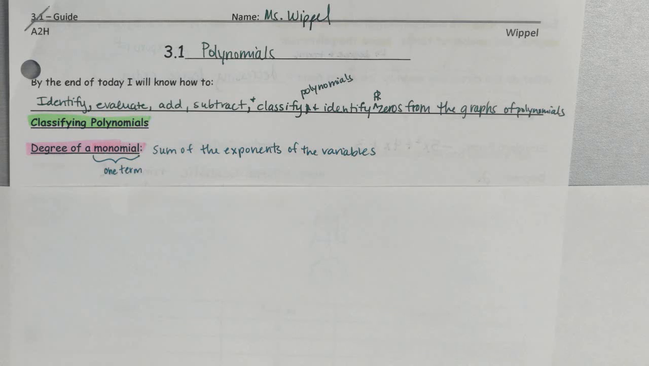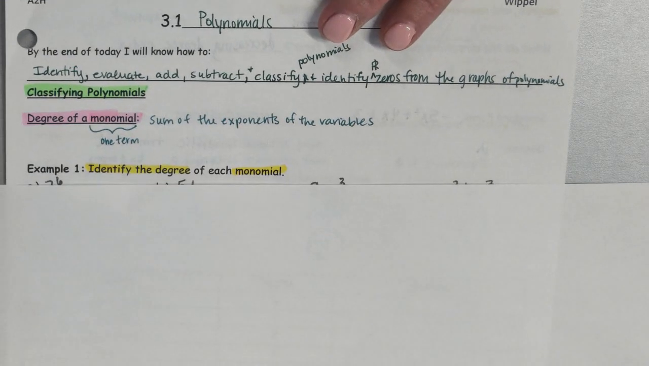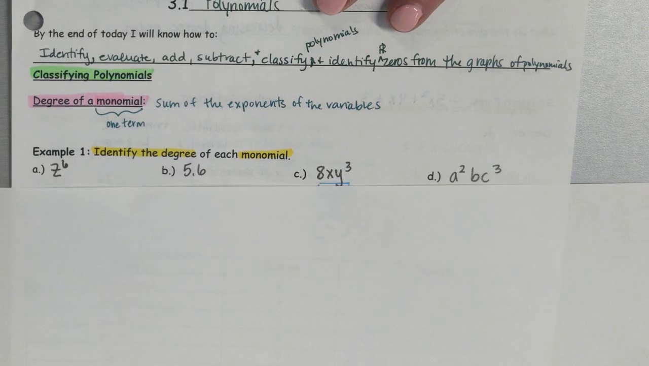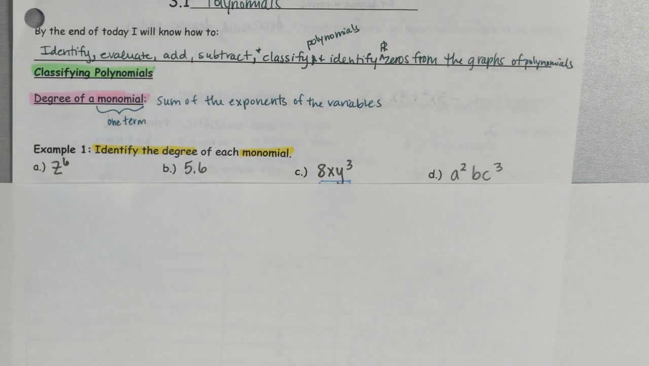So if it is a monomial, you are gonna find the sum of the exponents of the variables. Okay, so if it's just one term, you're going to find the sum of the exponents of the variables. So we're going to look at example 1. We're going to do 4 examples, the different types, and then we have to identify the degree. Okay, the degree is just the highest exponent.